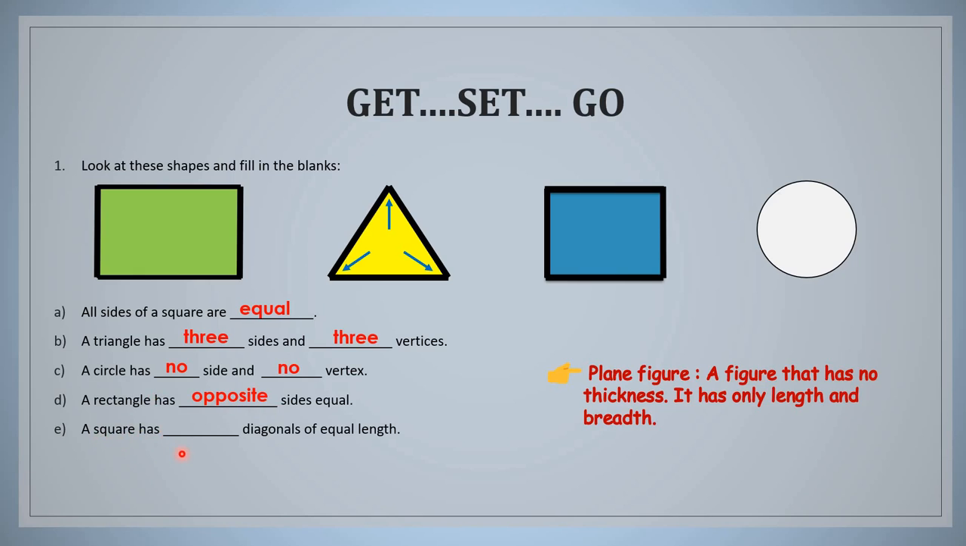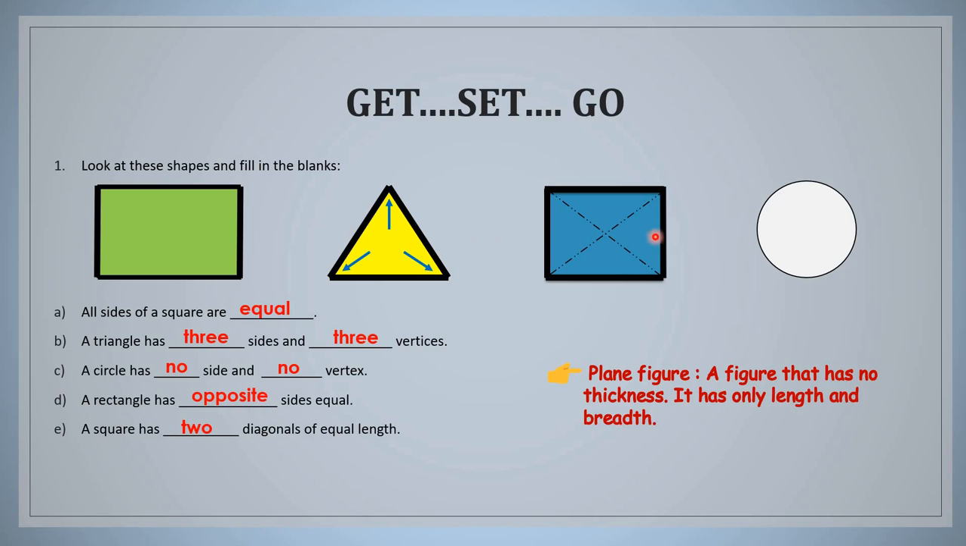A square has dash diagonals of equal length. Now what is a diagonal? A diagonal is a line crossing the square from one point to another. So for example, this is one diagonal and this is another diagonal, from the point here to this point and from the point here to this point. So a square has 2 diagonals. Can you make any other diagonals? No, there can be only 2 diagonals of equal length. So a square has 2 diagonals of equal length.